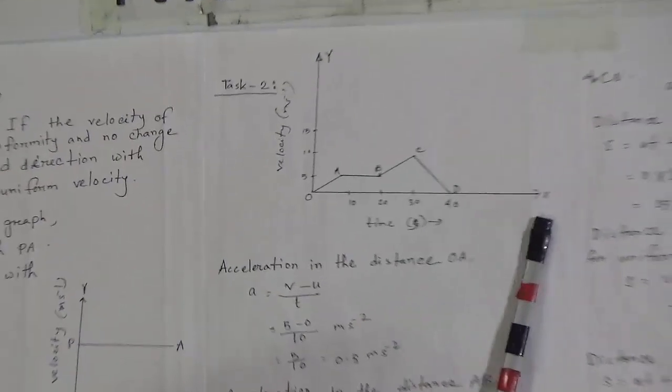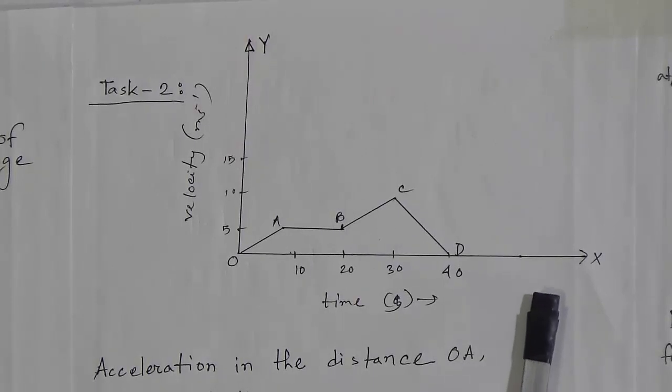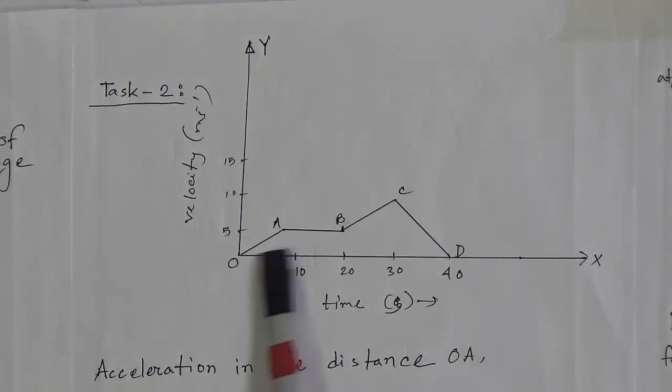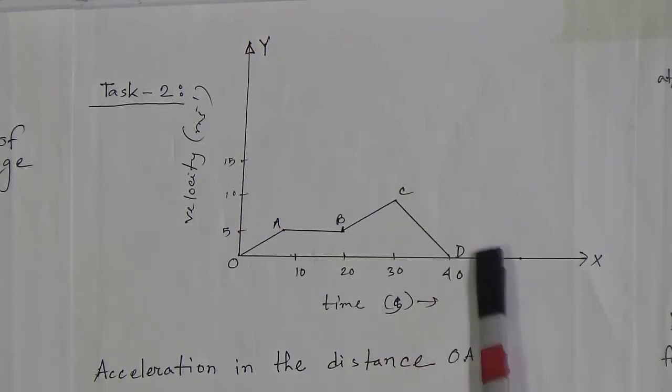Now at first my dear students, see this figure. You have to draw this figure on graph paper. You must draw this figure with graph paper. Okay, so at first we have to find out the acceleration for OA, AB, BC and CD.